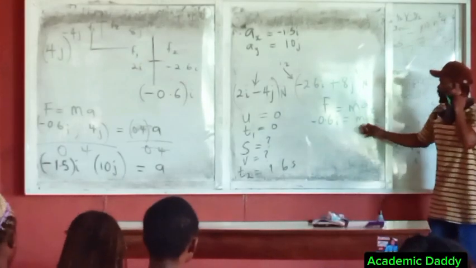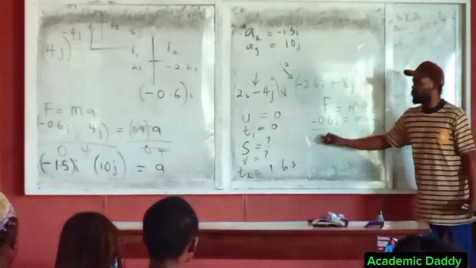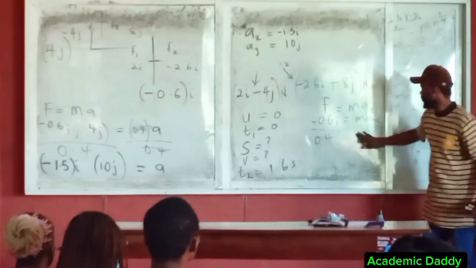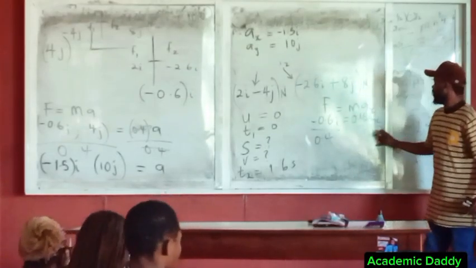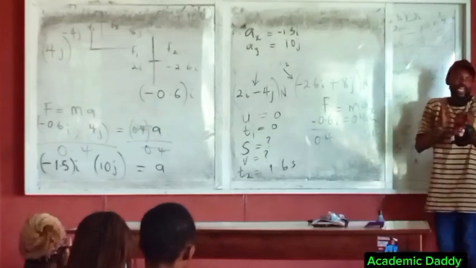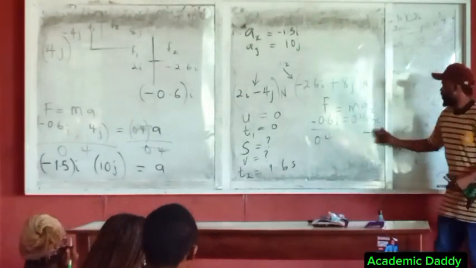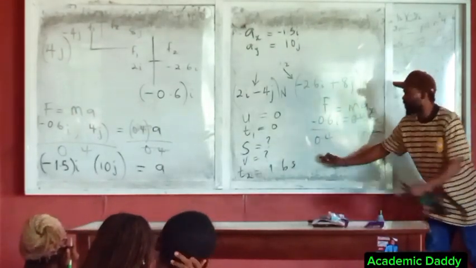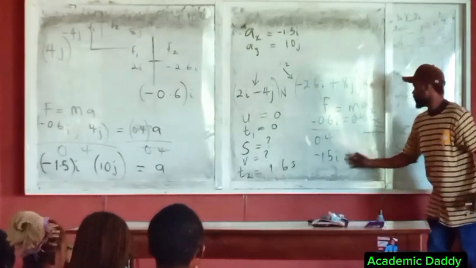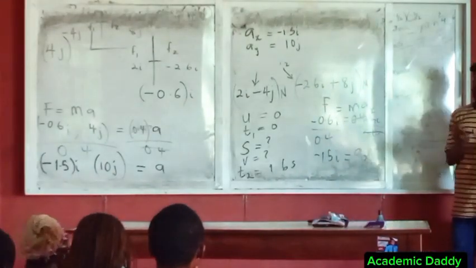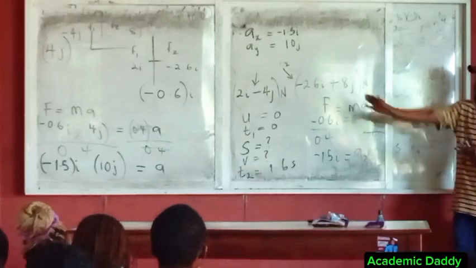By the time you divide with this M, and the M is what? 0.4. If you do 0.4, I think your parents will always like the shortcuts. If you do this, you will see that everything you have here will give you that minus 1.5. Is it not true? And it's in I. So we've gotten our acceleration in the x-axis.